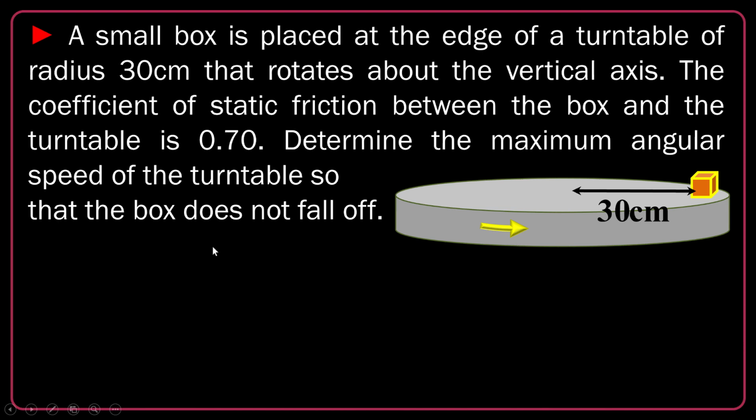Look at this one, a similar case on a turntable. A small box is placed at the edge of a turntable of radius 30 centimeters that rotates about the vertical axis. Okay, so the rotation is horizontal and the object is here. The coefficient of static friction between the box and the turntable is 0.7. So basically the problem has already assumed that the object is at rest relative to the turntable. Determine the maximum angular speed of the turntable so that the box does not fall off.